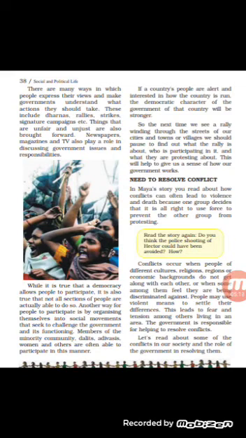It is true that a democracy allows people to participate, but it is also true that not all sections of people are able to do so. Another way for people to participate is by organizing themselves into social movements. They seek to challenge the government and its functioning, and members of the minority communities like Dalits, Adivasis, women and others often participate in this manner. So if a country's citizens are alert and interested in how the country is run, the democratic character of the government of the country will be stronger. So the next time we see a rally winding through the streets of our cities, towns or villages, we should pause, we should stop to understand what this rally is all about, who is participating in it, and what the protests are about. This will give us a sense of how our government works.